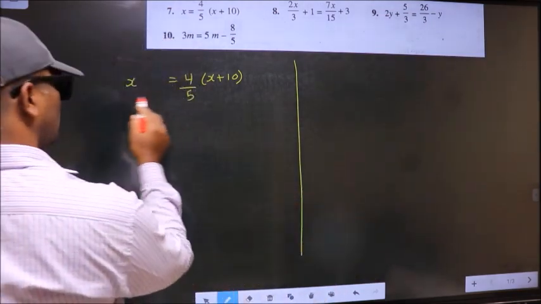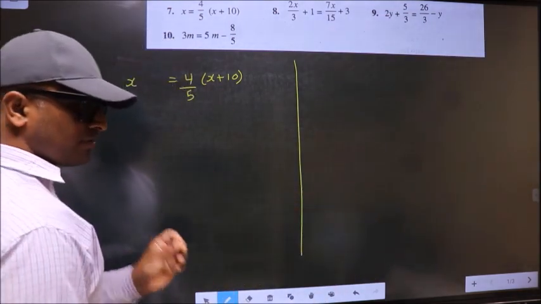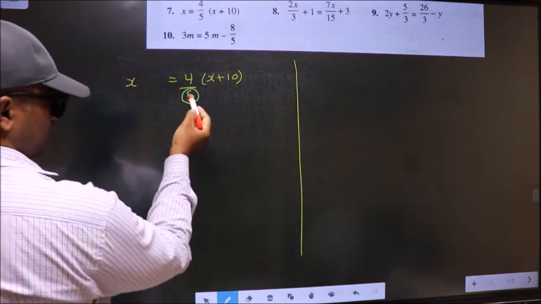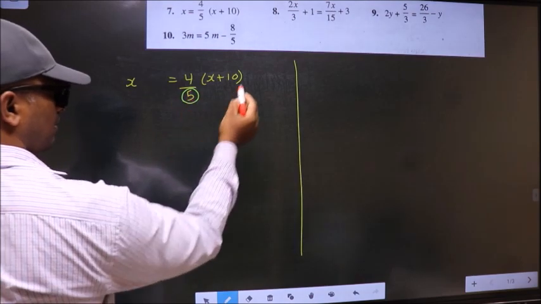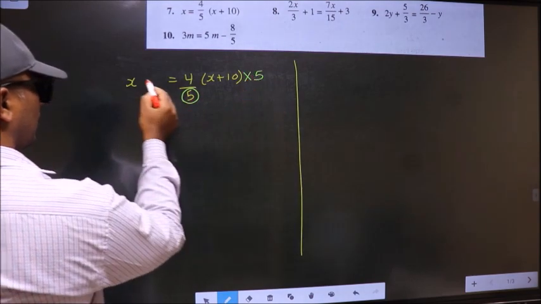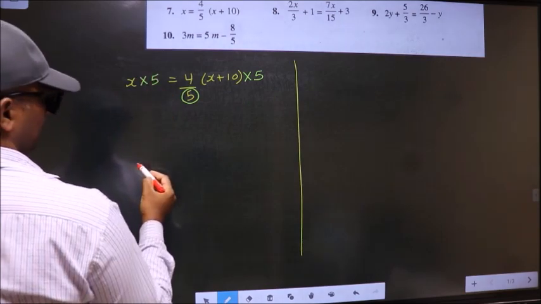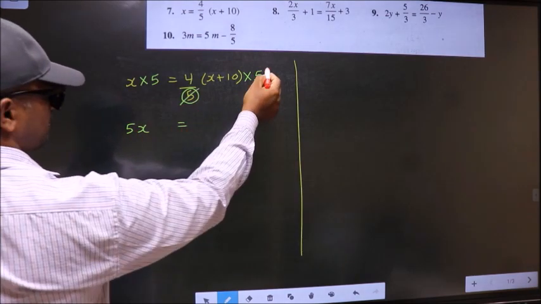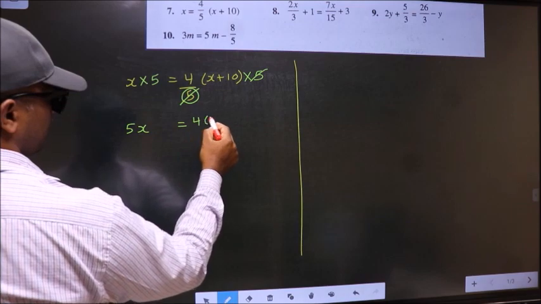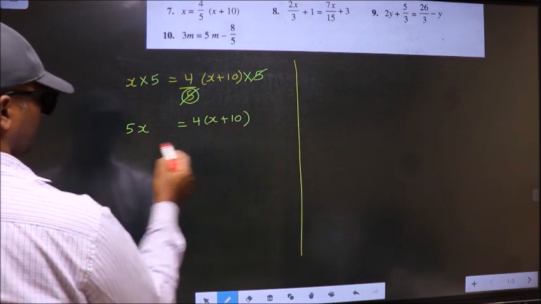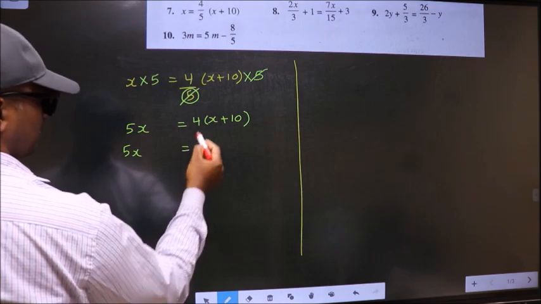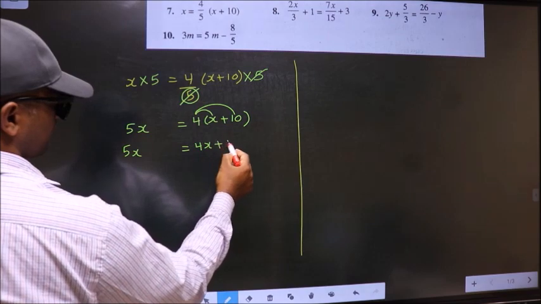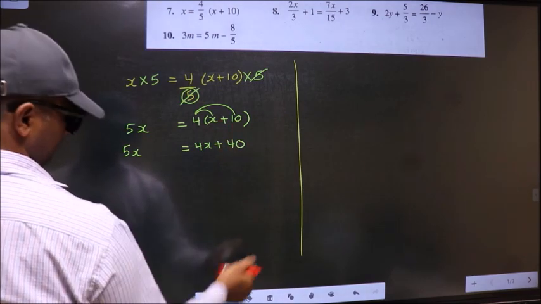Now, to solve this equation, first we should remove the denominator, that is 5 here. To remove this denominator 5, we should multiply by 5 on both sides. So here we get 5x equal to, here this cancels out, you are left with 4 times (x plus 10). Now 5x equal to, you should open up the brackets. You get 4x plus 4 into 10, 40.